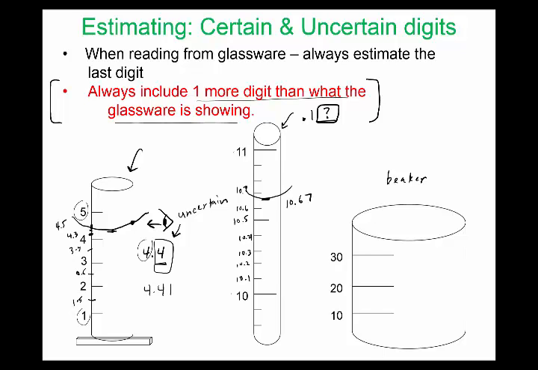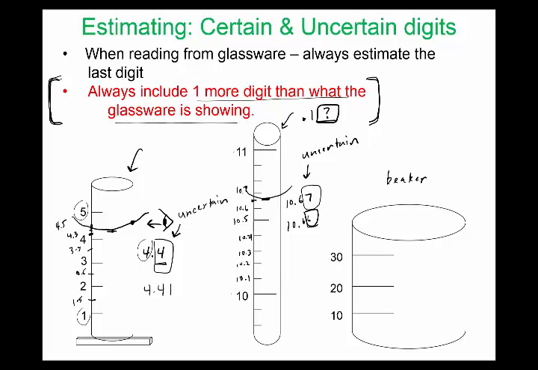It's a little bit past, so here would be 10.65, and a little bit past that, 10.67. If you had another student measure this, someone else might say, oh, it looks like 10.66. So that's why we say that last number is uncertain.